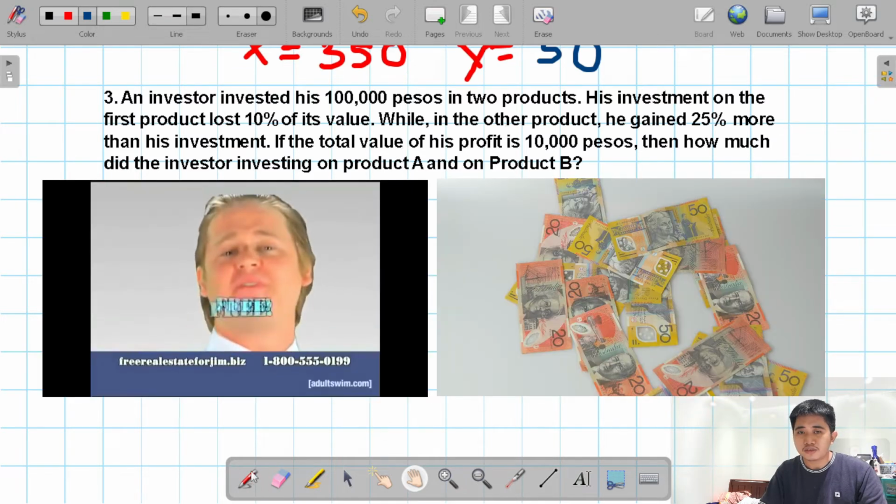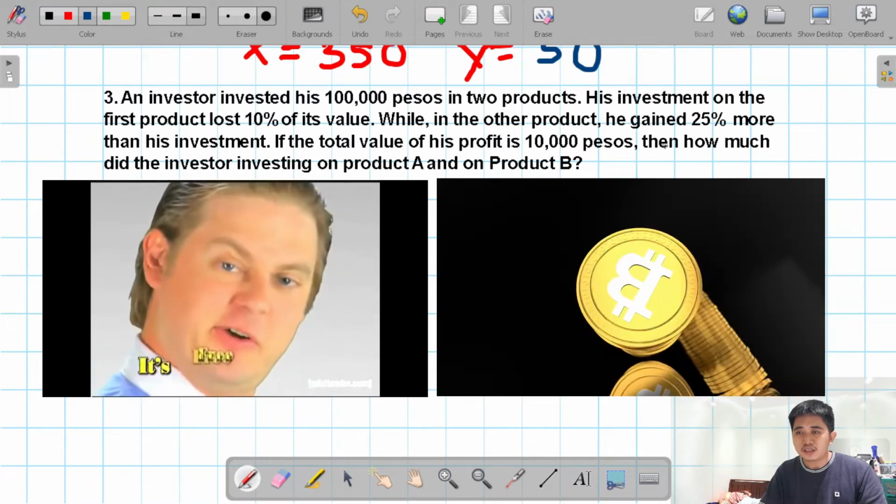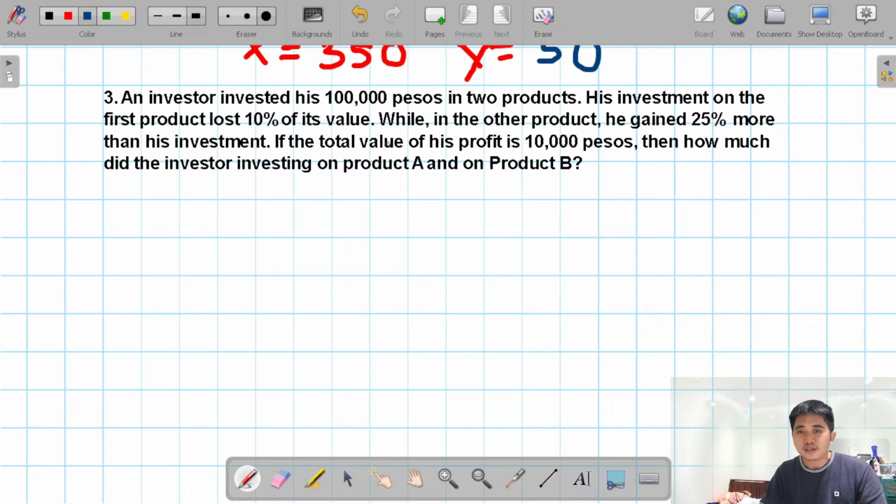An investor invested his 100,000 pesos into products. His investment on the first product lost 10% of its value, while in the other product he gained 25% more than his investment. If the total value of his profit is 10,000 pesos, then how much did the investor invest on product A and product B?